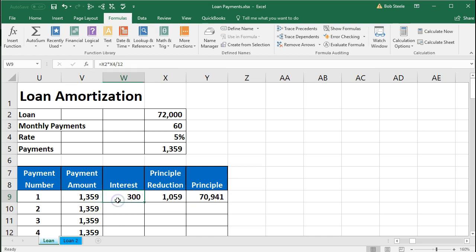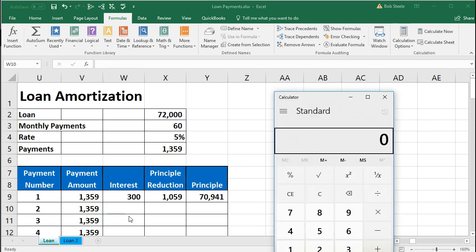We're going to apply $300 to interest and $1,059 to principal, leaving us on the balance sheet with a balance of $70,941 from that $72,000. The second month is going to be a little bit different, so we'll do this calculation again. We're going to say now we've only got $70,941.